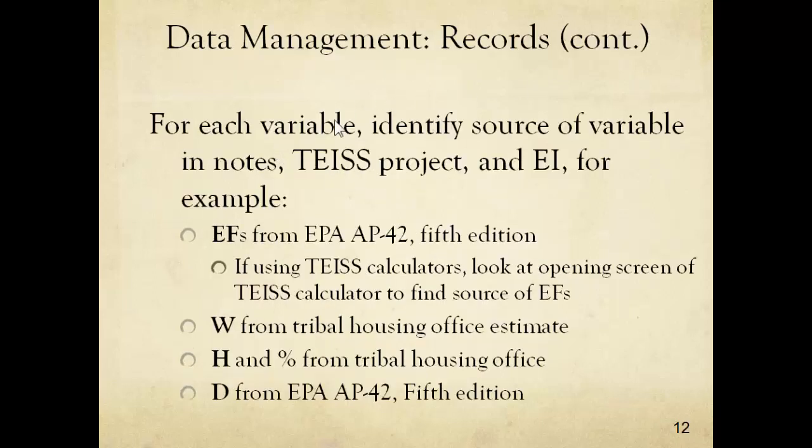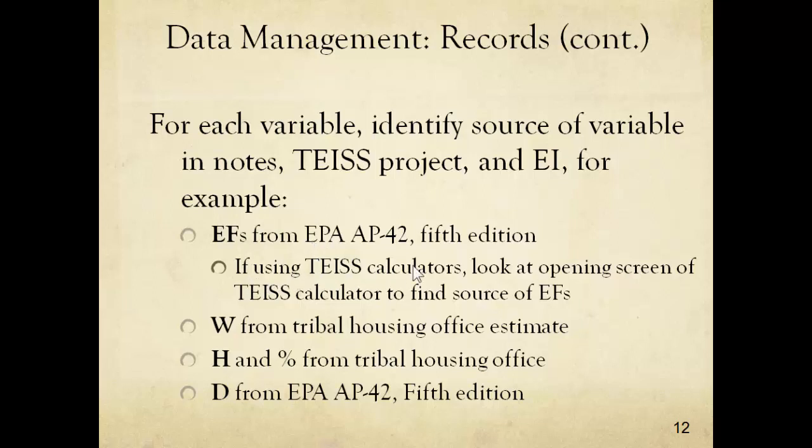So for each variable, that's each piece of information that you have to enter into TEISS, you have to make sure that in the three places, so the three legs of your chair, you document in your logbook, in the TEISS project, in the QA/QC tabs that will demonstrate, and in your emissions inventory report, just in summary information, you need to state, for example, that the emission factors are from EPA AP 42 5th edition.